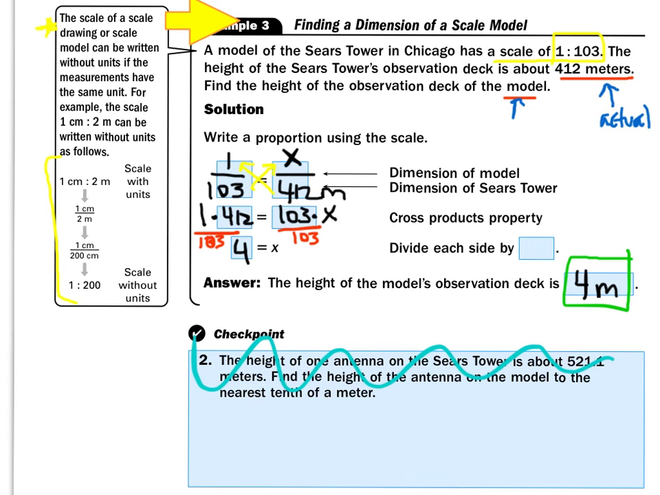And then I just did cross products, so 103 times x gave me 103x, and 412 times 1 gave me 412. And then to find x, I just had to divide both sides by 103, so I found x equals 4. So the height of the model's observation deck is 4 meters, which is still pretty big, but remember that's the model.